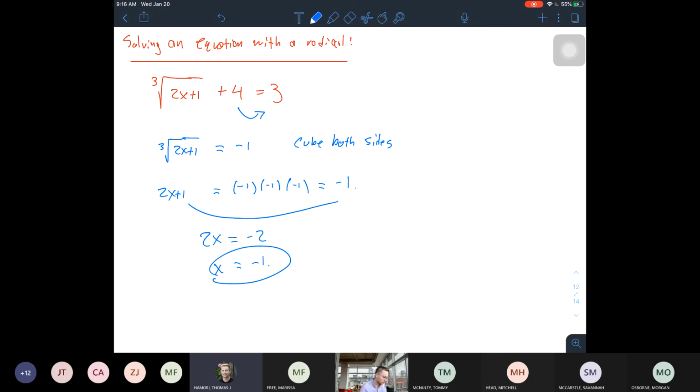Basically, it's just about undoing the nth root by taking a power of n once you have the root isolated. Could you cube both sides right from the start? No, you couldn't, because you'd get, yeah, so you have to isolate. Remember, isolate the cube root, then cube both sides. That was our strategy for this one.